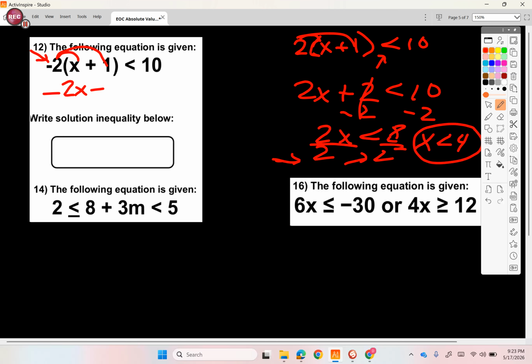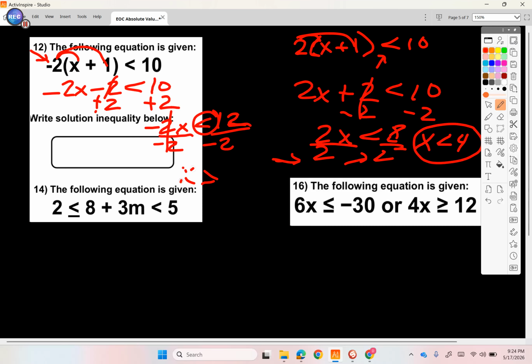Negative 2x minus 2, bring down your less than 10. Now it's a 2-step inequality, just like a 2-step equation. Same steps as you would do if it's an equal sign. But now at this point, when you're dividing both sides by a negative, that's when you grab that inequality symbol and flip it around. So the graphing, if you forget this step, is going to be backwards. So this gives you x is greater than negative 6. We flipped it.